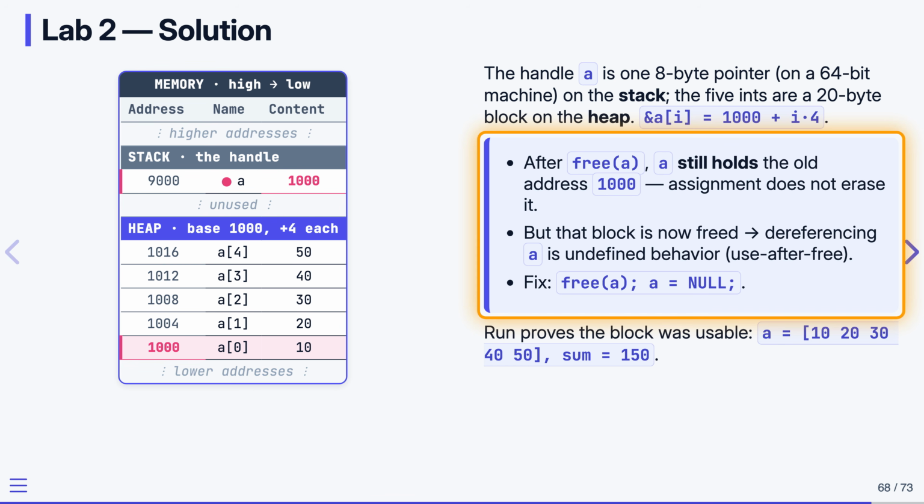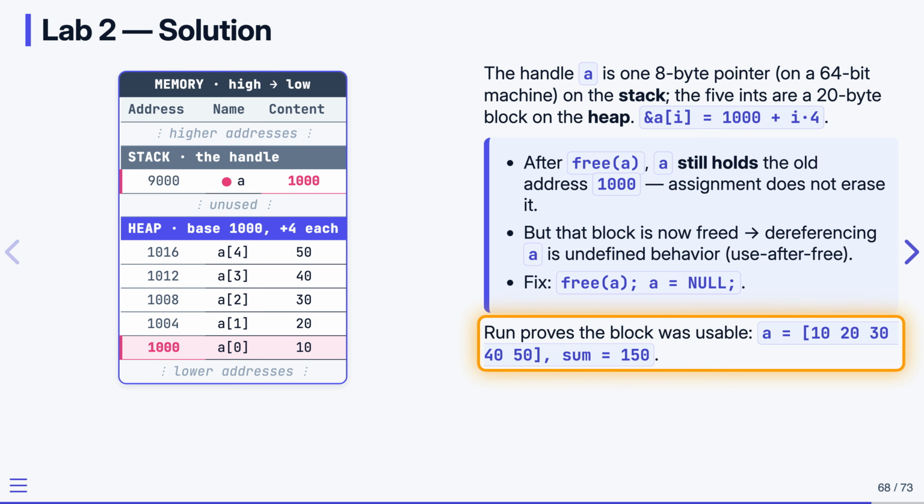This box makes the tricky part clear. After you call free on a, the variable still holds the same address. Assignment did not erase it, but the block is gone, given back to the allocator. Reading through a now is undefined behavior. The fix is 1 line. Free a, then set it to null. One run confirms the block worked before we freed it. The array holds 10, 20, 30, 40, 50, and the sum is 150.